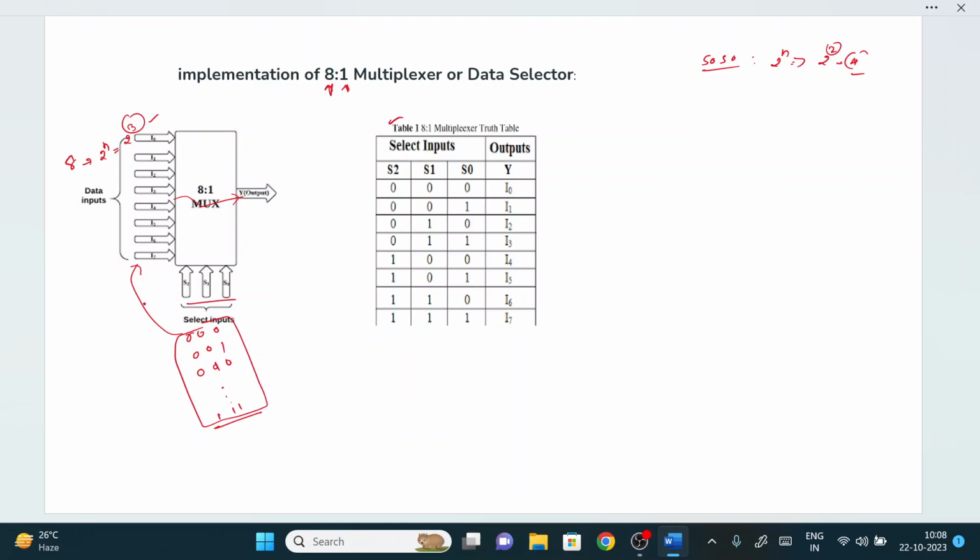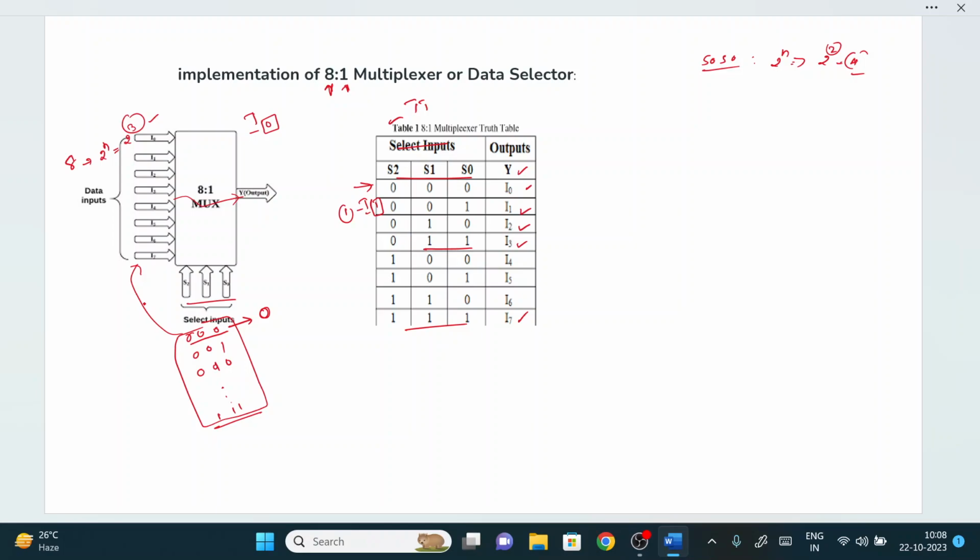Now the next step is that we need to draw the truth table. The inputs are the 3 selection inputs, and the output is a single output. The moment you select the selection line value 0, 0, 0, what is the decimal number? 0. It means I0, since the decimal number is 0, so I0 will be your output value. Selection line 0, 0, 1 means 1, so I1 will be activated. Like that, 2 means I2, 3 means I3, and 7 means I7 will be activated.